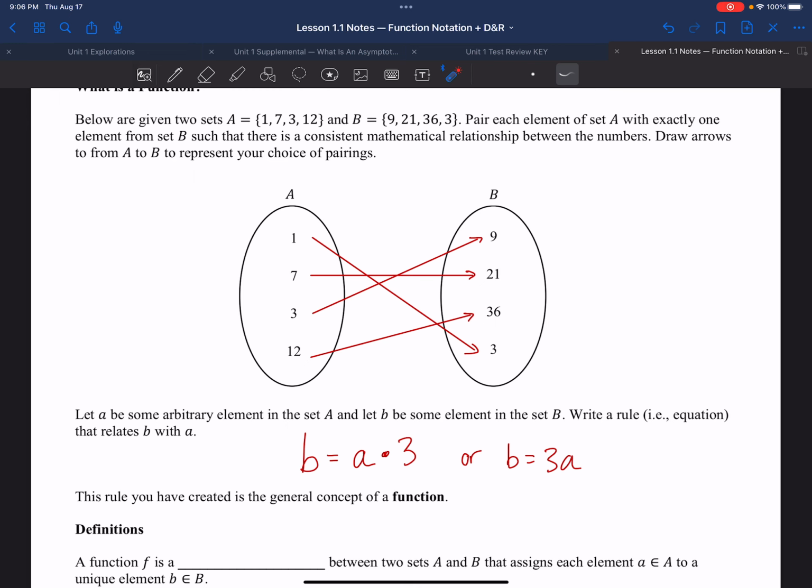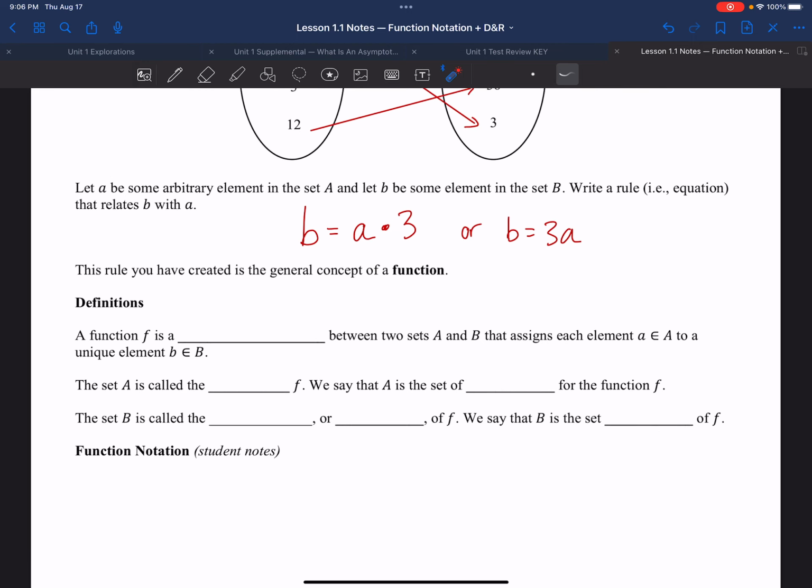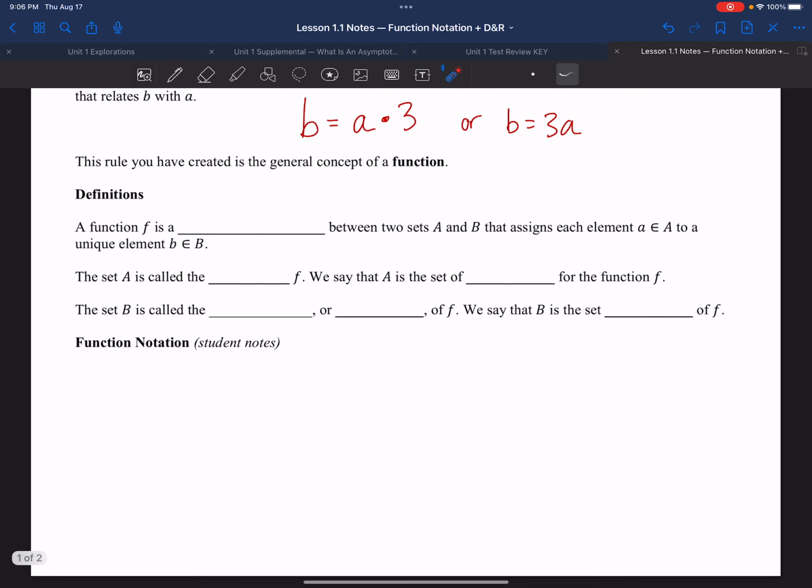Anyway, I'm not going to spend any more time explaining that. I just want you to get the idea that that's a function. Okay, so some definitions. What is a function?